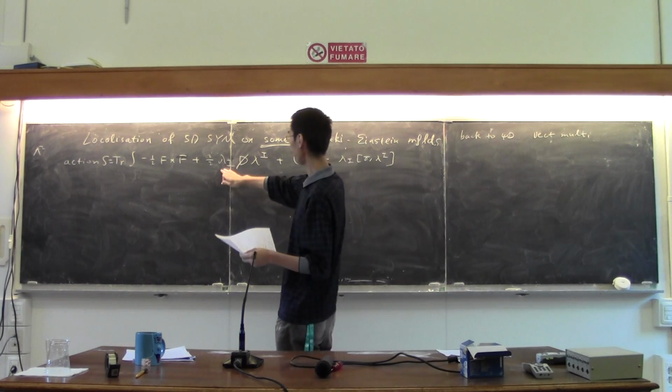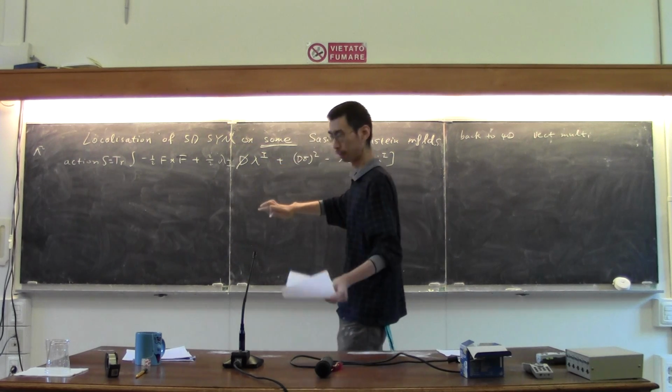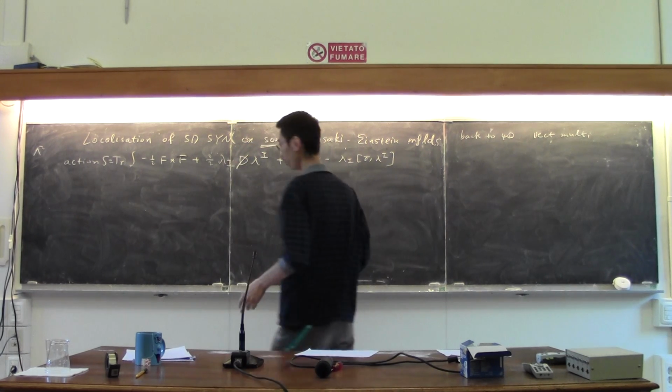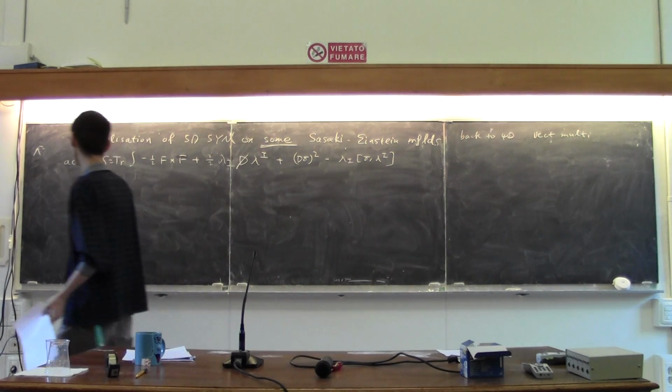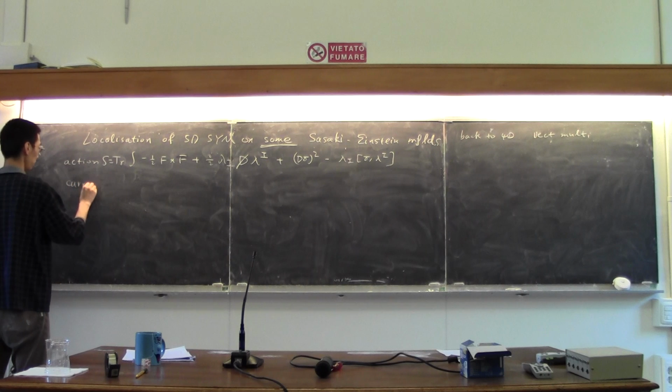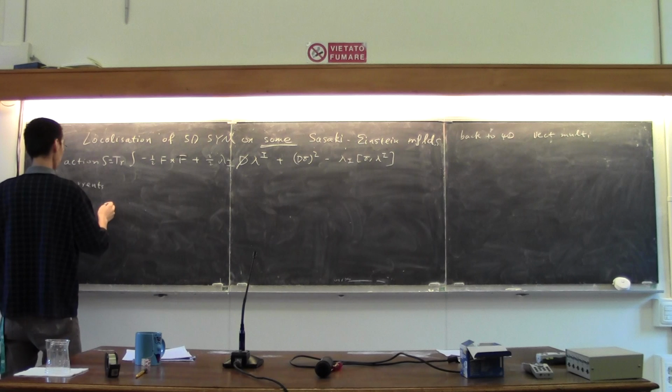Again, let me remind you that here actually there is a transposition plus a conjugation, but I'm always using this notation. So this is the action. Now let's look at what are conserved currents. You have at least the following.